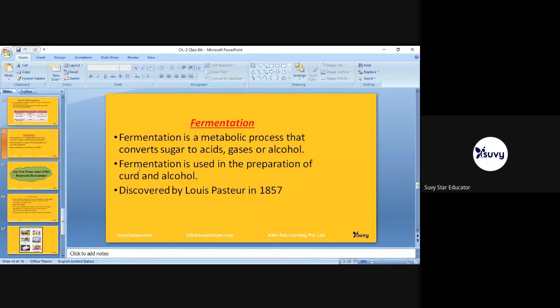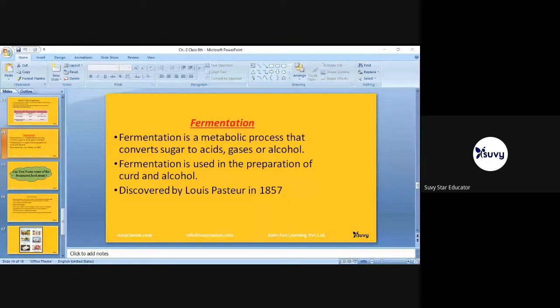Lactobacillus also does fermentation to produce curd. Okay, and other bacteria also perform fermentation to get the alcohol. Now this term was first discovered by Louis Pasteur in 1857. Louis Pasteur was the only scientist who not only discovered fermentation, but discovered another term, that is pasteurization.